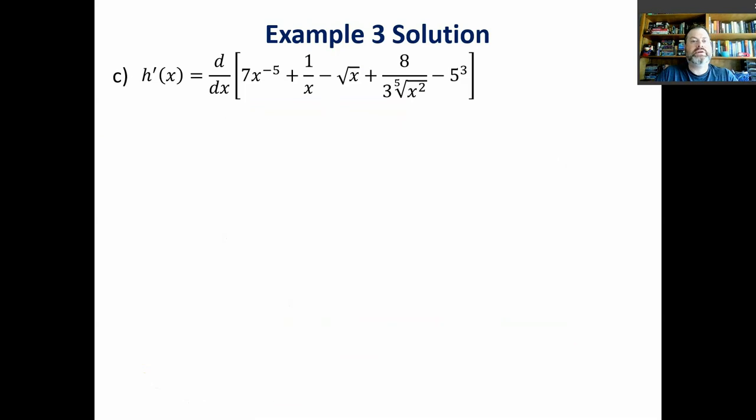Okay, here's part C. So again, taking the derivative, and this is just a horrible, ugly function. And so you're looking across, and remember, the only rules we have are the power rule, constant multiple rule, sum and difference. And you see something like this. We don't have a 1 over x rule. We don't have a square root of x rule. We definitely don't have a fifth root of x squared in a denominator rule. So what are we to do?